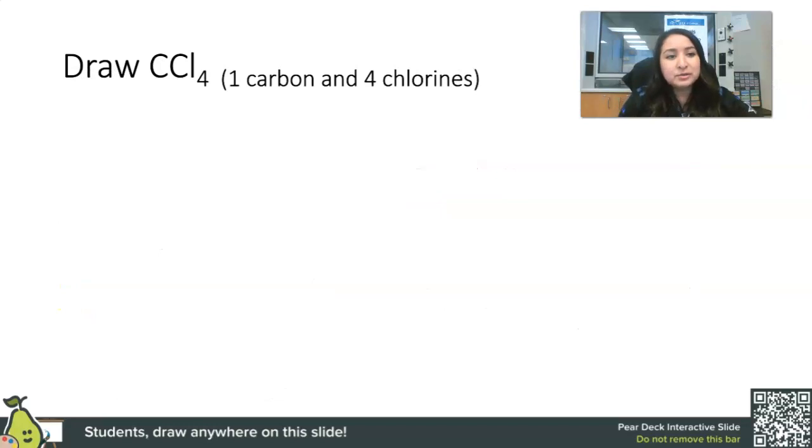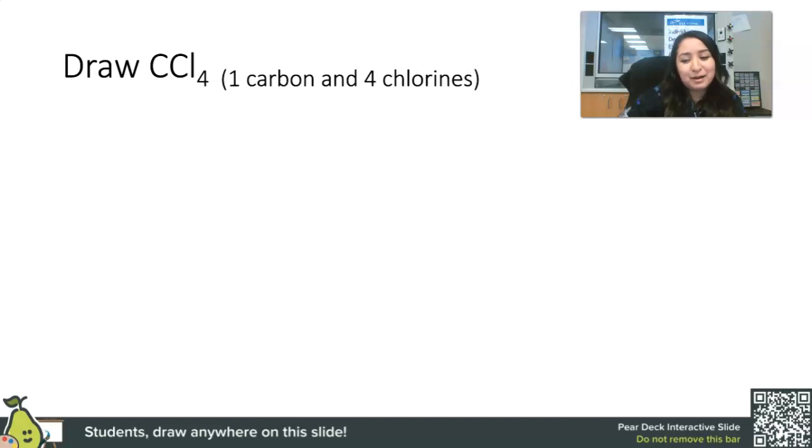Now, I want you guys to draw CCl4, carbon tetrachloride. That's what it's called. Pick your central atom. You should have chosen carbon as your central atom. Draw the 4 chlorines on the outside. Go ahead and pause.